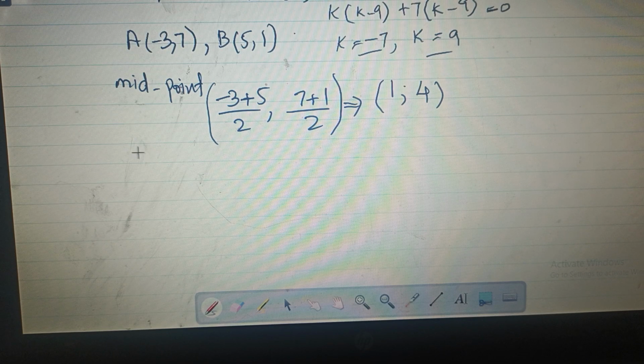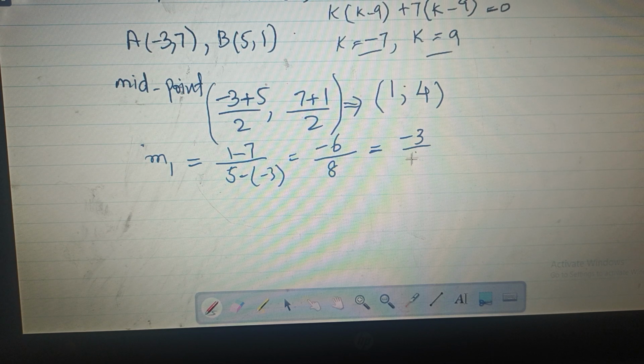After that I'm taking the gradient for line AB, that is m1. Y2 minus y1 over x2 minus x1: 1 minus 7 over 5 minus minus 3. So I'm getting minus 6 over 8, which simplifies to minus 3 by 4. This is the gradient for AB. I will have to go for the perpendicular gradient.